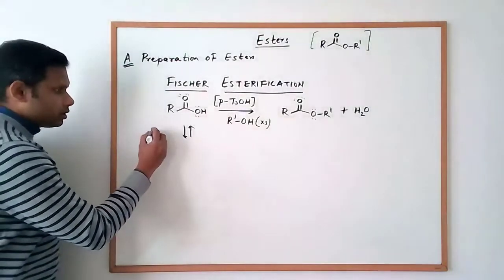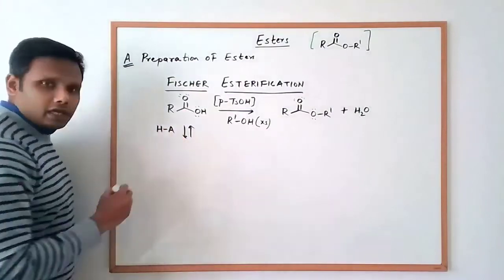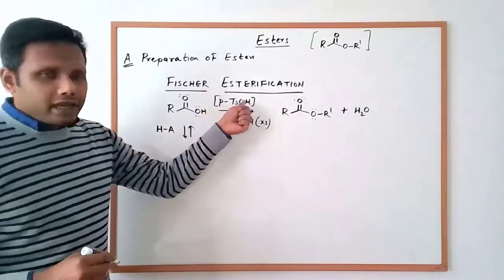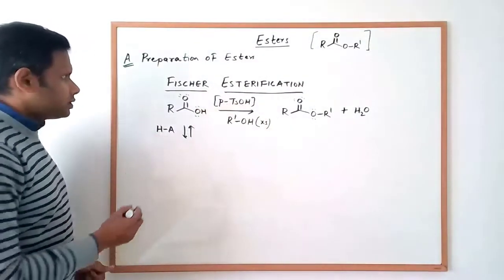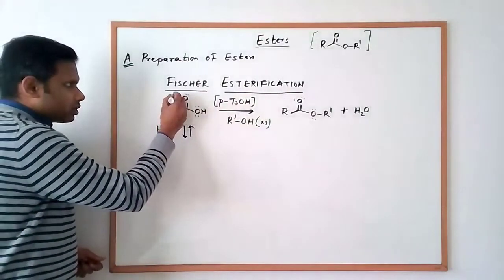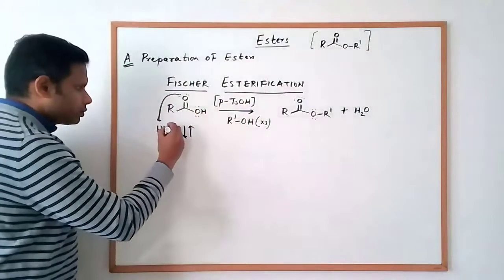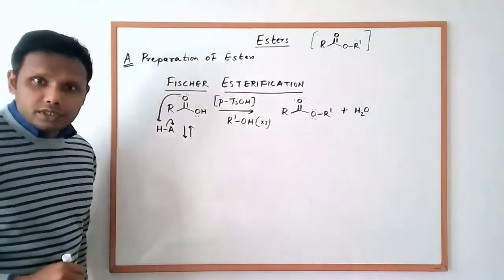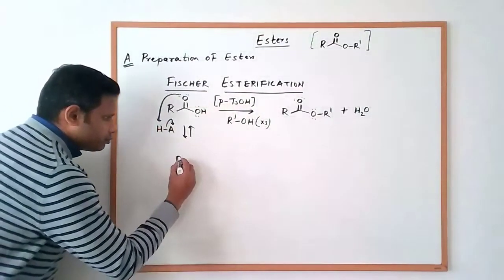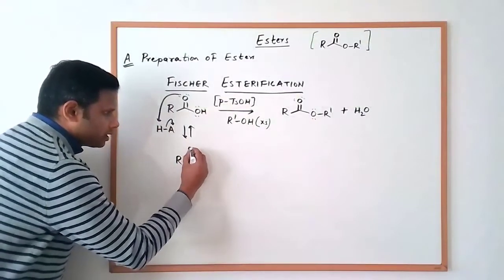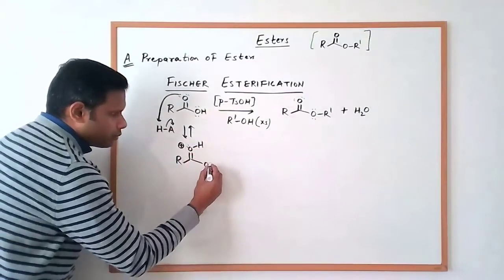Now, for the purposes of the mechanism, I'm just going to use HA to represent an acid. That's the H, the proton in the acid. So the mechanism starts with an initial protonation. The acyl oxygen gets protonated using the acid that's in your reaction mixture. And this would give us the protonated carboxylic acid. So the carboxylic acid is now protonated.